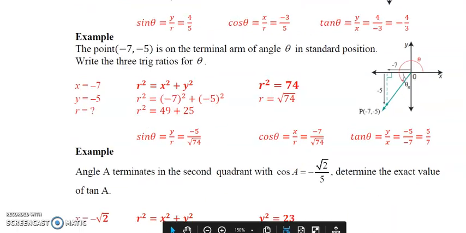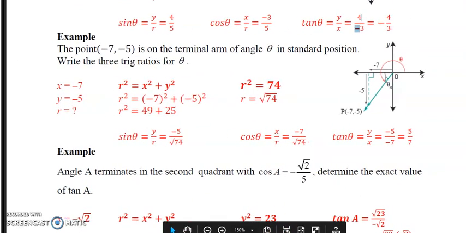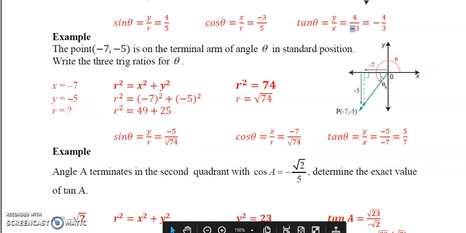Let's look at the next example. We have here the point negative 7, negative 5. So you know that's in quadrant 3, and you can predict right now that tan is going to be the only one that's positive. Alright, so we've got to find the r value. It's the square root of 74. I left it as the square root of 74.